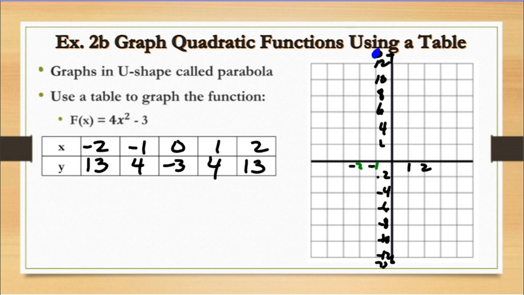Negative 1, negative 2 and 13 would be here. Negative 1 and 4 would be here. 0 and negative 3 would be here. 1 and 4, 2 and 13. You can see our parabola shape. So this one is straight up U-shaped. And the reason why is because in front there's no negative, it's a positive, so it's opening upward.